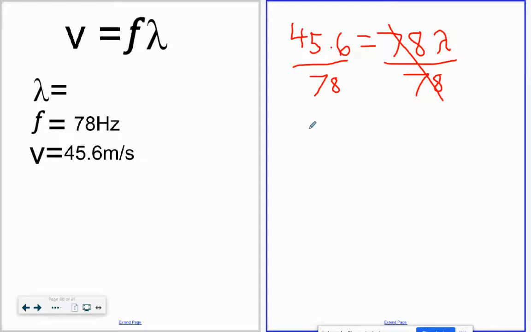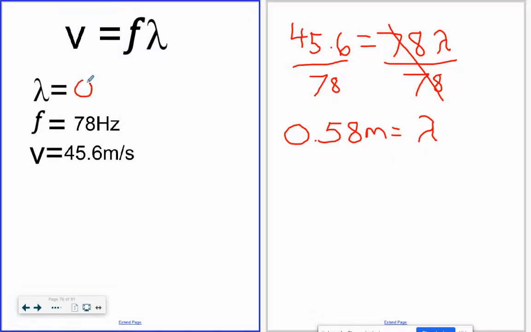Once I've determined that, this number turns out to be 0.58 rounded meters equals the wavelength. So my answer over here now will be 0.58 rounded meters.